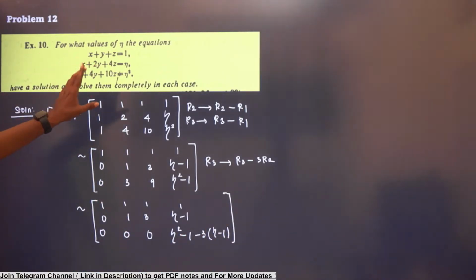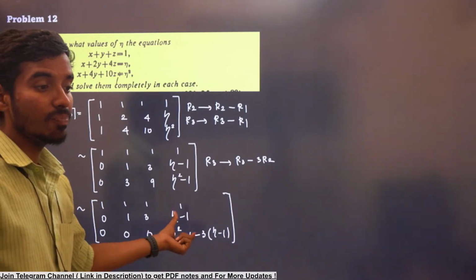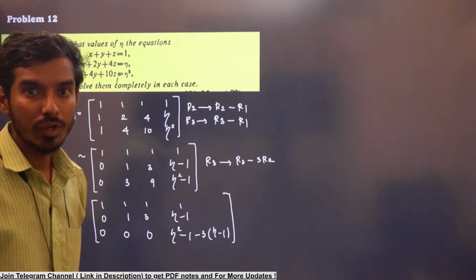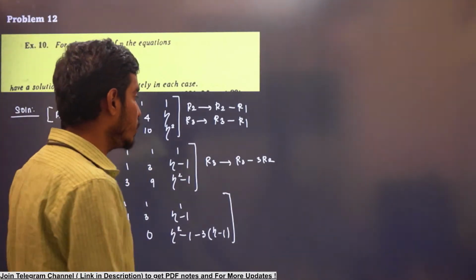For what value of eta does the equation have a solution? Surely if this has to be 0, then only you'll have a solution, and it will be infinitely many solutions. Unique solution is not at all possible. For unique solution, this has to be non-zero. Then only we can try for unique solution.